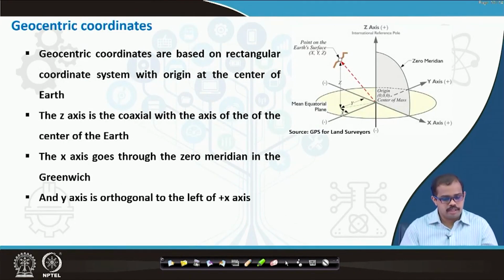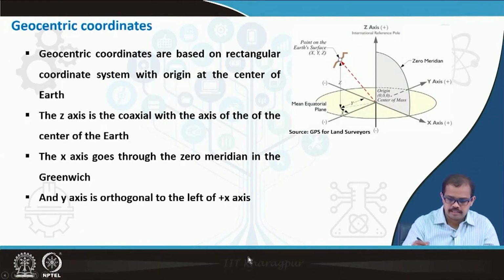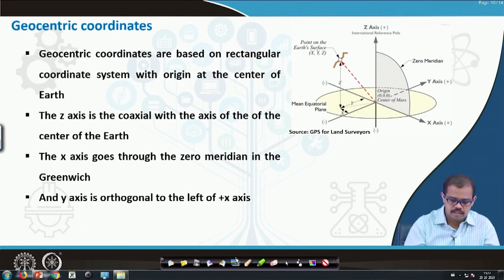Then next comes the geocentric coordinates. Geocentric coordinates are used in various ways. They are extremely important when you are trying to make measurements. Geocentric coordinates are based on a rectangular coordinate system with the origin at the center of the earth. If we consider this as the center of the earth, the z-axis is coaxial with the axis of the earth.